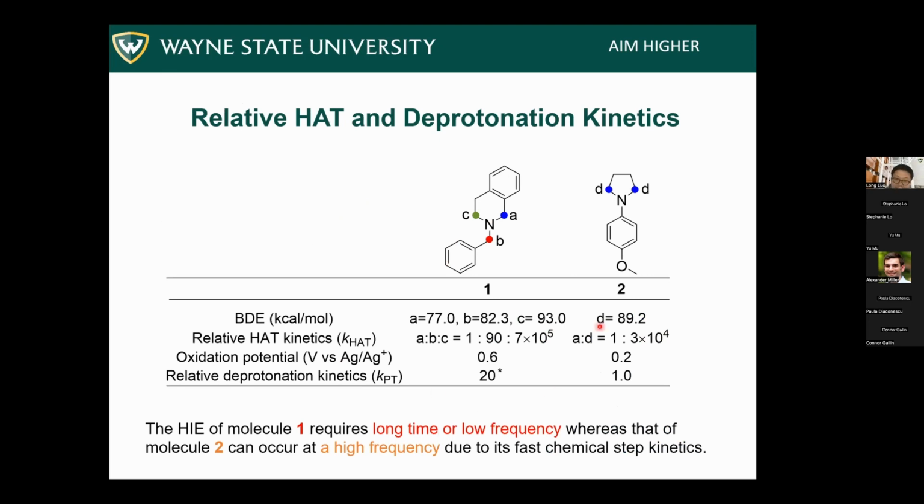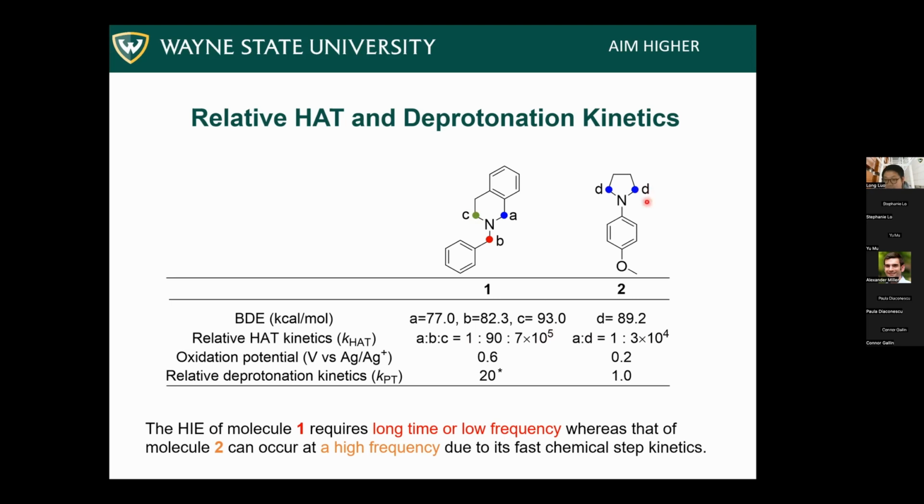Before we did any experiments, we started by estimating the rate constants for deprotonation and for HAT kinetics. Because the hydrogen atom transfer kinetics depend on the bond dissociation energy at these different sites, we calculated the bond dissociation energy for these A, B, C sites. It turns out that for hydrogen atom transfer, the A site is much slower than the rest. We normalize it, so it's 1 for the A site, and 10 to the 5th for these C sites.